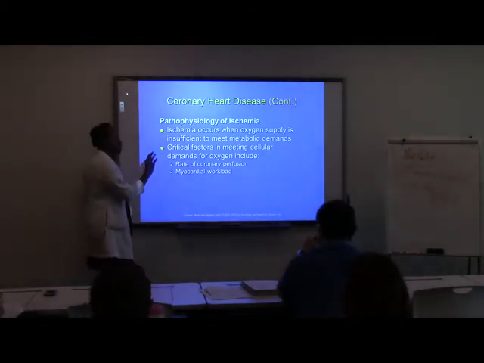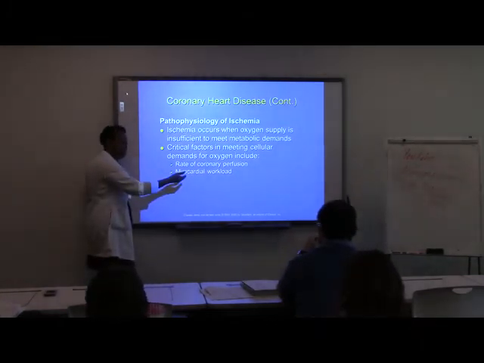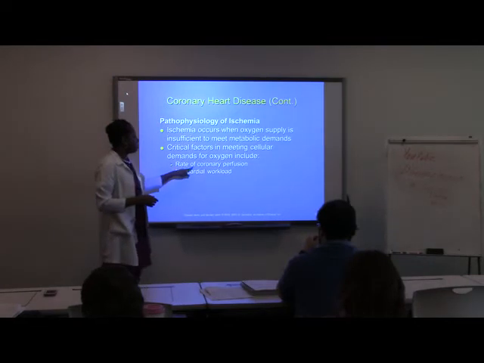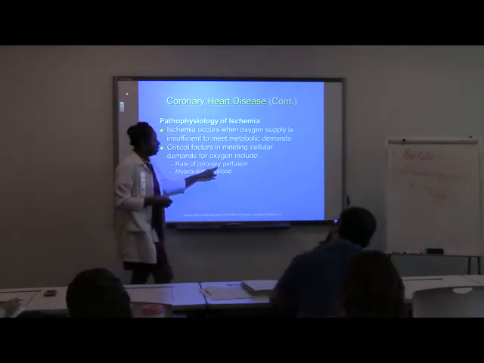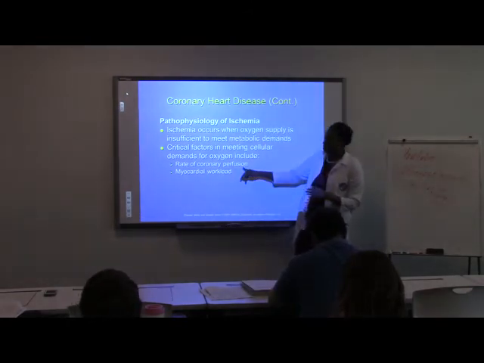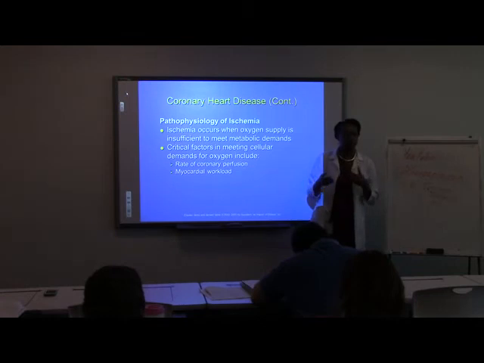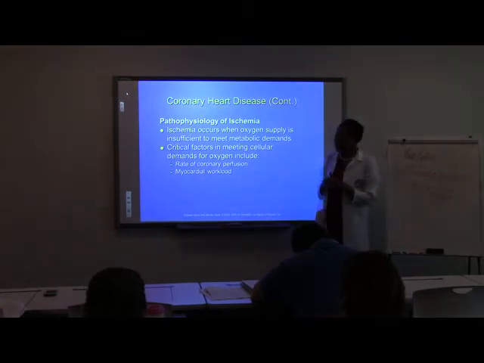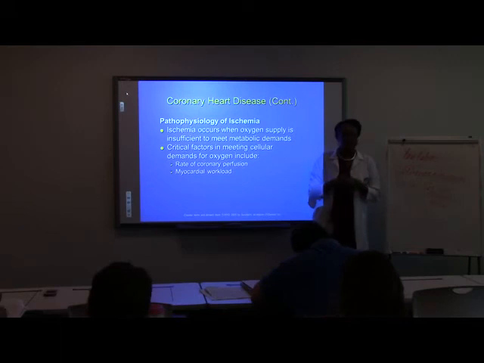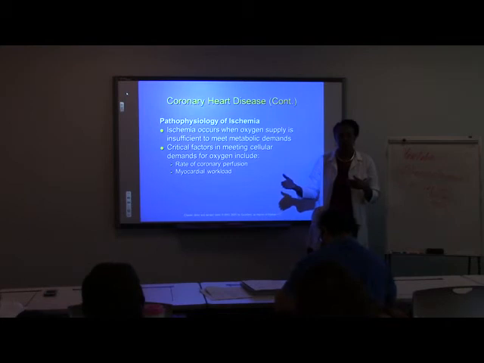There are some critical factors that are important to make sure that we have enough oxygen supply getting through the vessel. Number one is something called the rate of coronary perfusion. When you see the term perfusion, if I did make a medical term list, perfusion would be on there. Perfusion means the rate of blood flow. And so what we want to know here is, what is the rate of coronary blood flow?